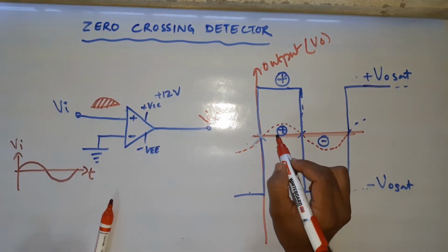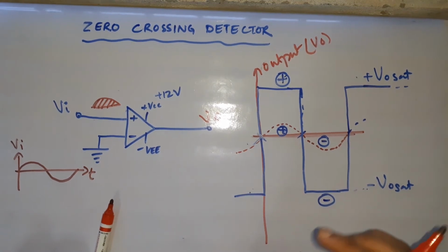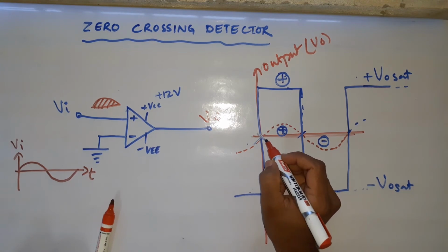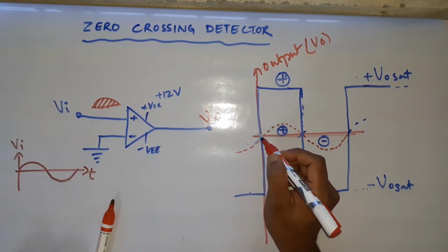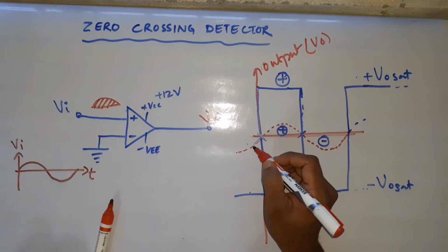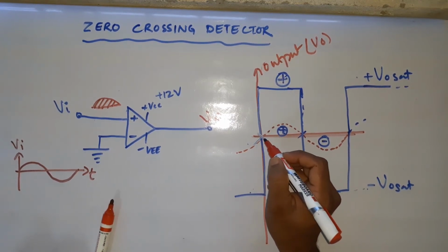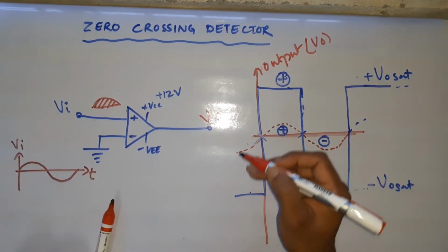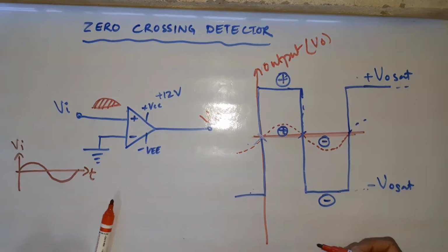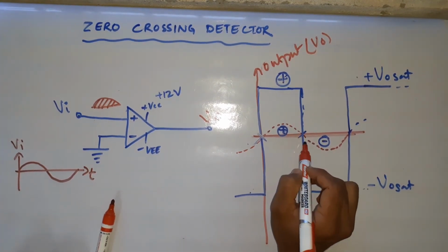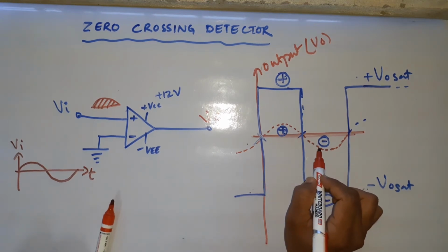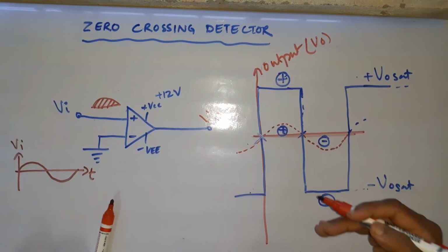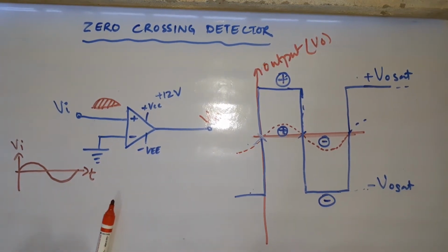So positive input will produce positive output. Now we cannot say that positive input is producing positive output. We should say it like this: whenever input is crossing 0 from negative and going into the positive region, your output is going from negative saturation to positive saturation level. And when your input is crossing 0 and going from positive to negative, your output is shifting from positive saturation level to negative saturation level. This is how you need to say it.